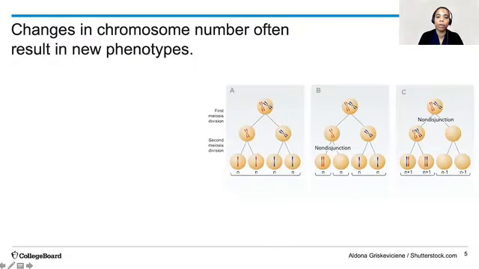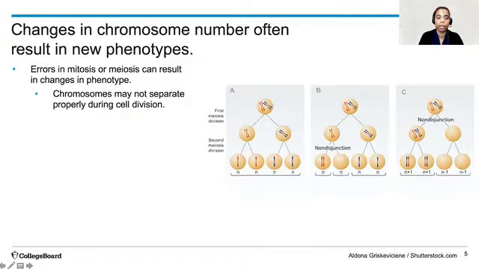Changes in chromosome number often result in new phenotypes. Errors in mitosis or meiosis can result in changes in phenotype. Chromosomes may not separate properly during cell division.